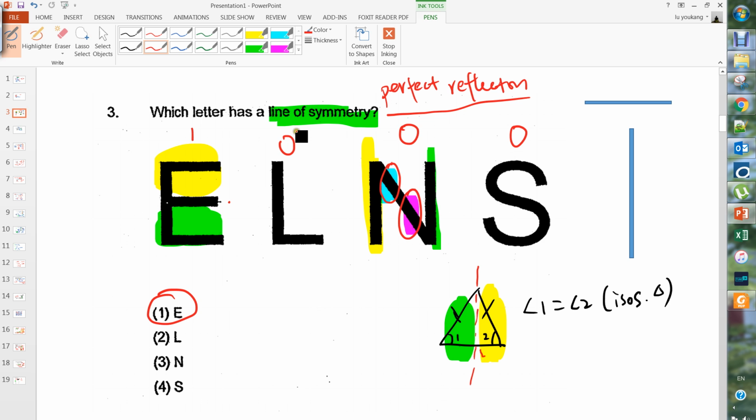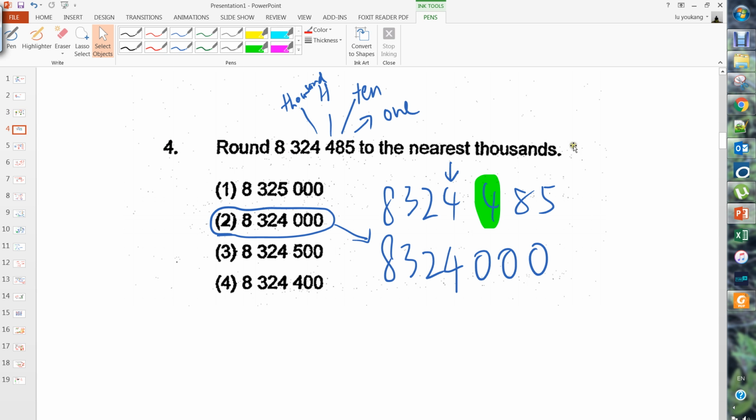Right? Good. Next. Question 4. Question 4 is, what's this? So, value of position. Okay? And they want what? They want nearest 1000, right? So, when they want nearest 1000, that means you stop at 1000. Once you stop at 1000, you look at the one behind, which is the 4 here, right? You look at the 4 behind.